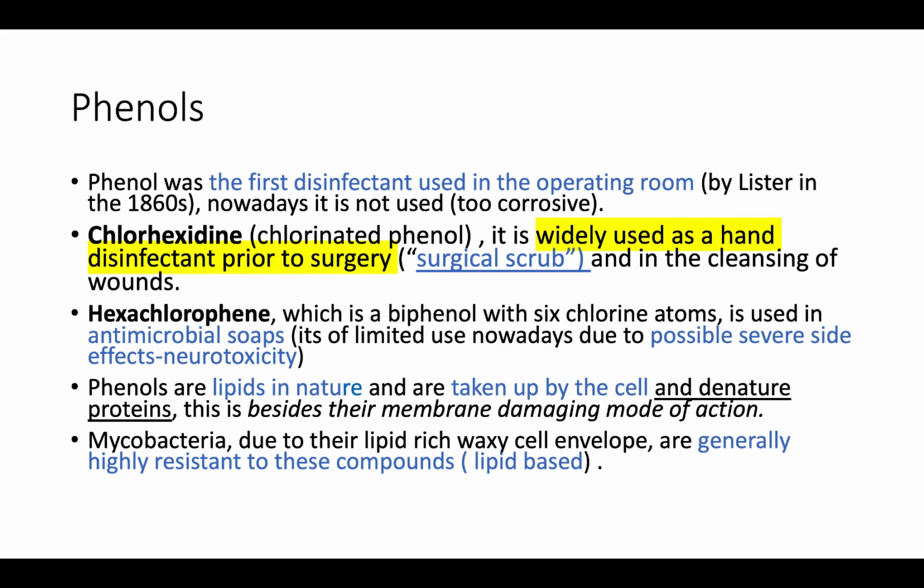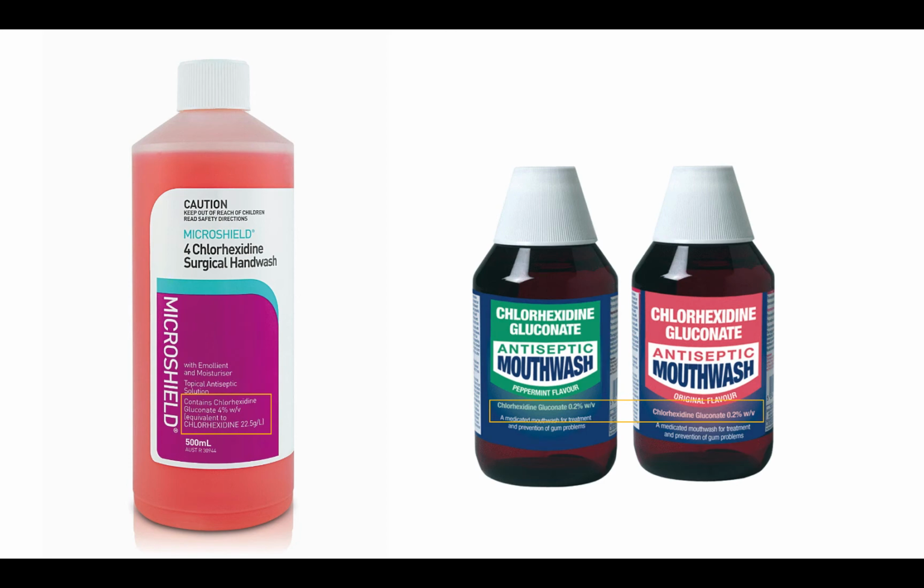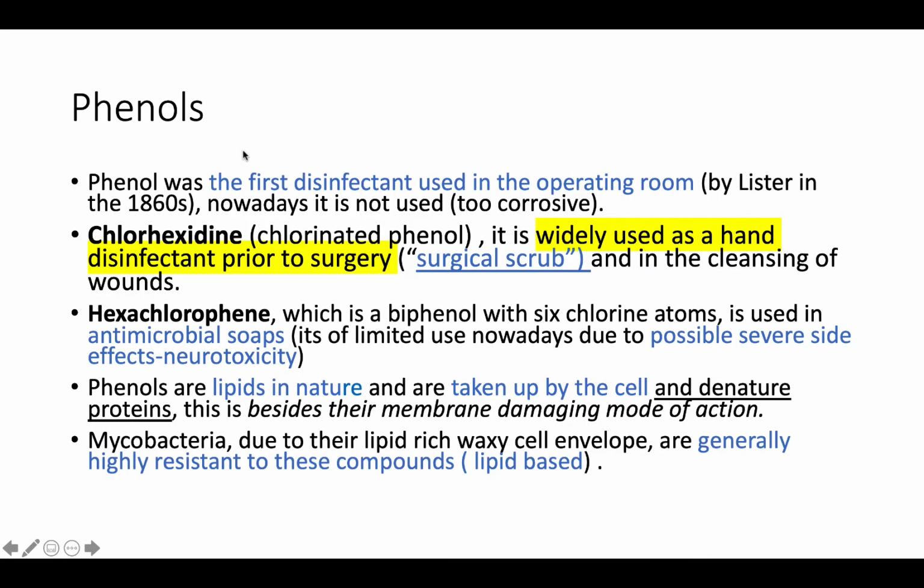It is a chlorinated phenol. It is widely used as وهذا لونه زي هيك. يعني memorize this. This is what chlorhexidine is. This is the surgical hand wash. Hexachlorophene is a biphenol which with 6 chlorine atoms, but it is used in antimicrobial soaps عادة, but it has been limited now because it has a lot of neurotoxicity.